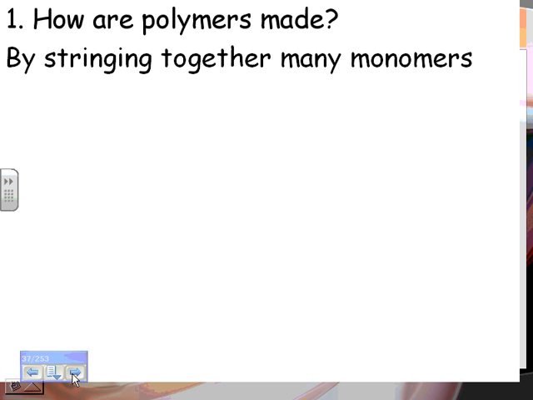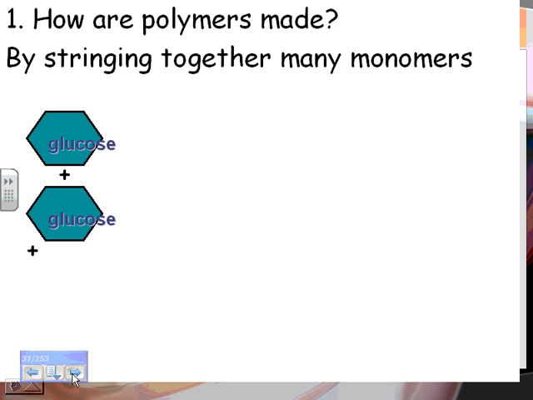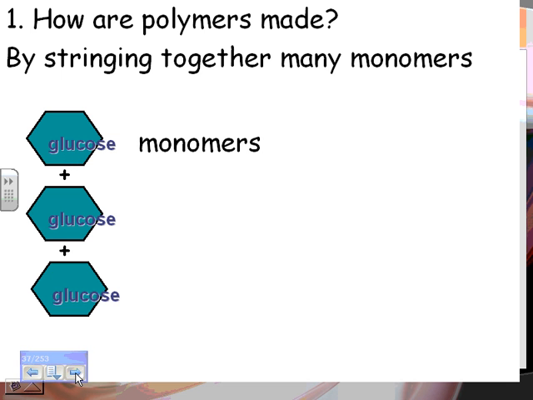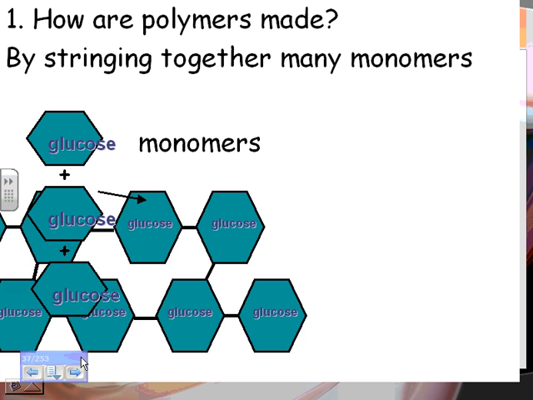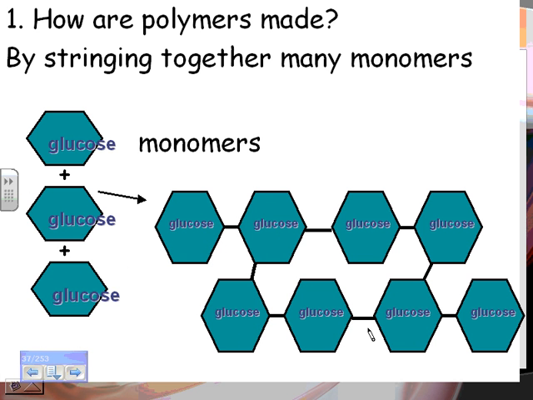So how are polymers made? By stringing together many monomers. And so you might have glucose, which is a monomer, and you add another glucose molecule and another. These are all monomers, and because they're carbohydrates, they're not just the generic monomer, they're the special monomer for carbohydrates, which is called a monosaccharide. And you put all those monomers together, and you'll pretend I drew more here, because you're going to end up making this polymer. So I didn't quite balance my equation here.